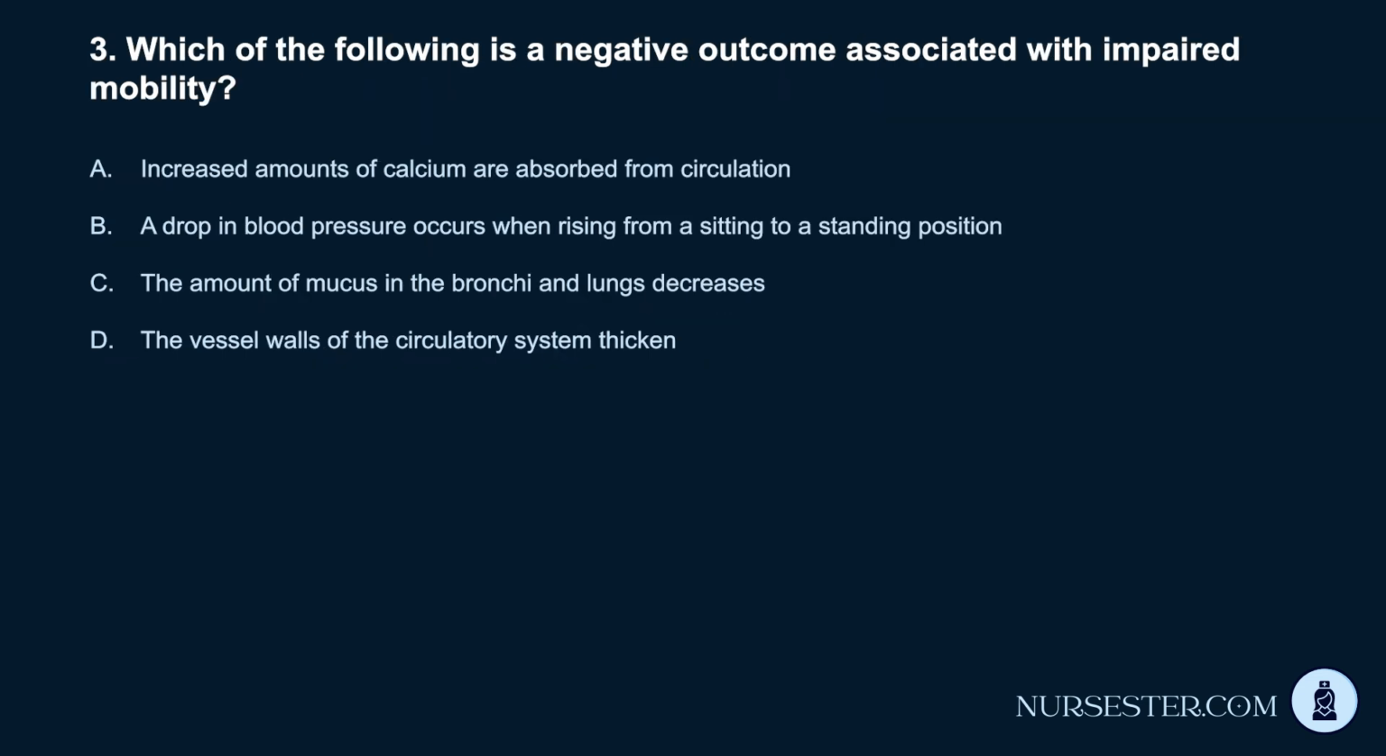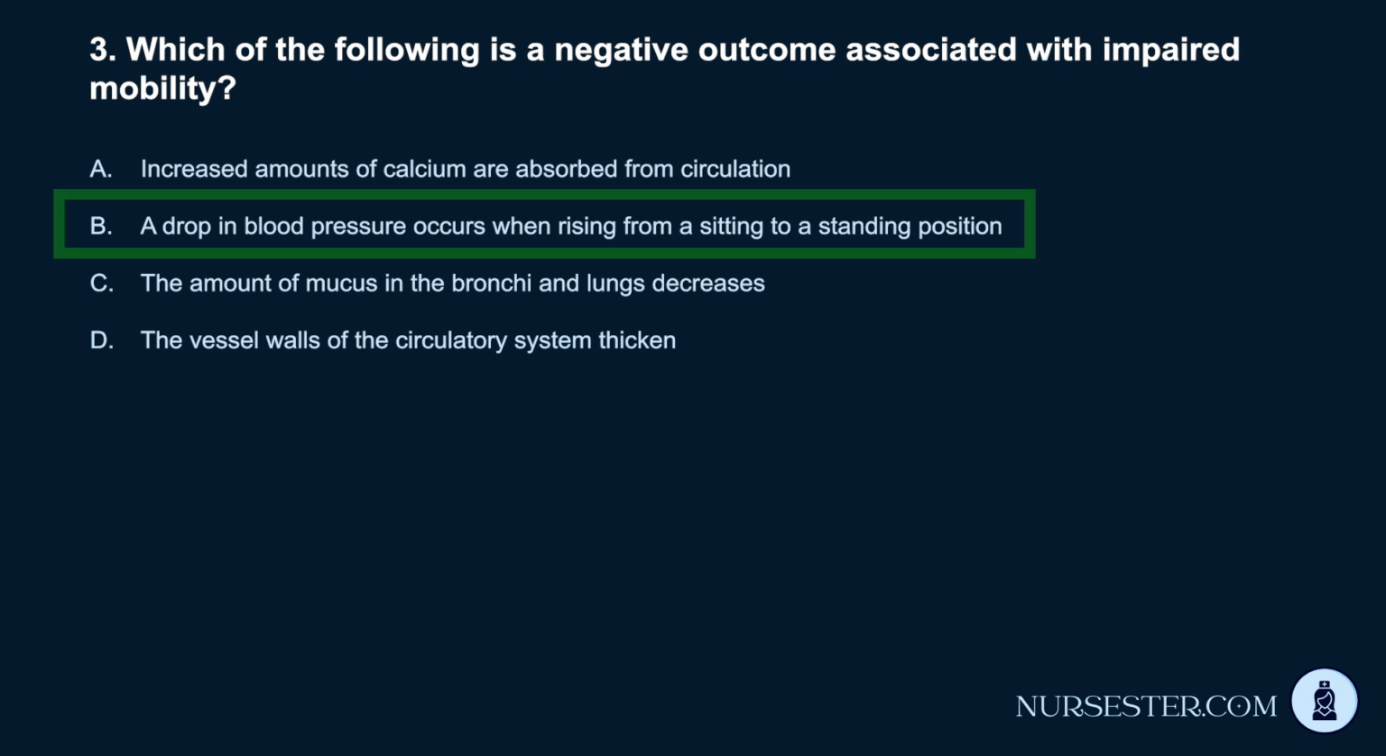3. Which of the following is a negative outcome associated with impaired mobility? A. Increased amounts of calcium are absorbed from circulation. B. A drop in blood pressure occurs when rising from a sitting to a standing position. C. The amount of mucus in the bronchi and lungs decreases. D. The vessel walls of the circulatory system thicken. Correct answer: B. A drop in blood pressure occurs when rising from a sitting to a standing position.